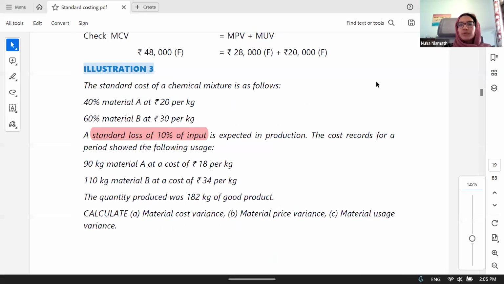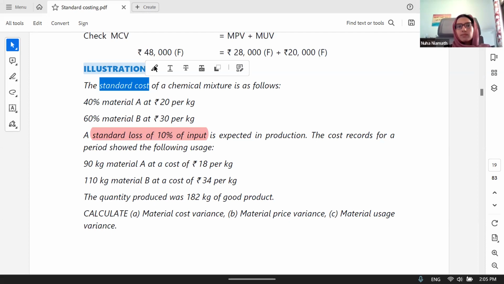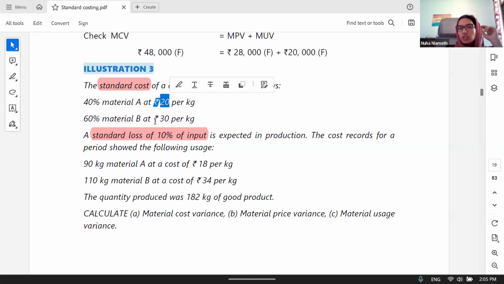Okay. Now, the standard cost of a chemical mixture is as follows. 40% material A at rupees 20 per kg. So you can see here, it's saying standard cost because standard. 40% material A at rupees 20 per kg and 60% material B at rupees 30 per kg. So when you're using a particular input, 40% of that input will go to material A, 60% will go to material B. And this is the standard cost for each part.